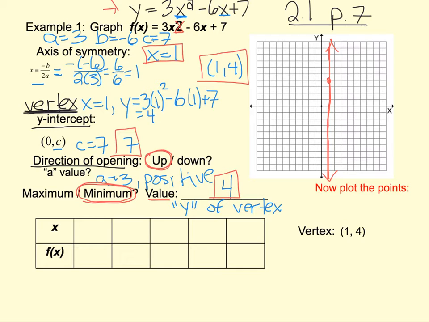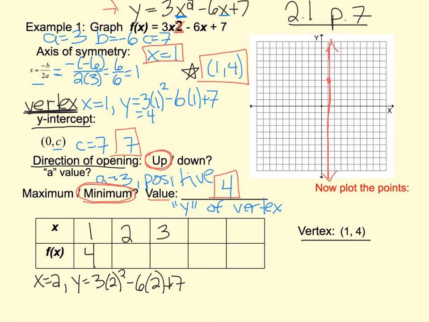Okay, now I need to do a couple other points here to finish my graph. So I start with my vertex. My vertex is at 1, 4, right? Remember, we figured that out up there. And then I want to do 2 points to the right of it. So I want to do x equals 2 and x equals 3. So what I need to find out is, what does y equal when x equals 2? So I'm going to plug x equals 2 into my function, and I'm going to get y equals 3 times 2 squared minus 6 times 2 plus 7.